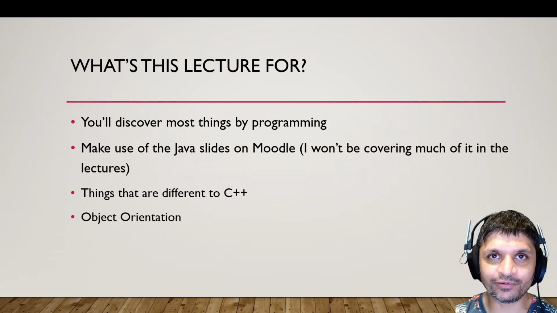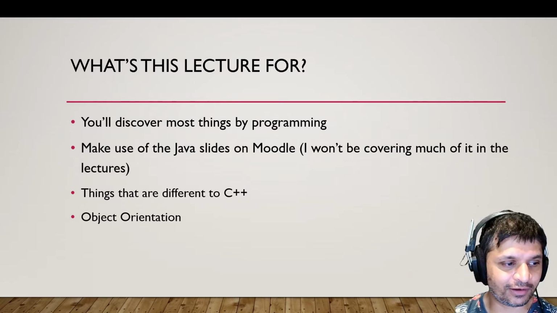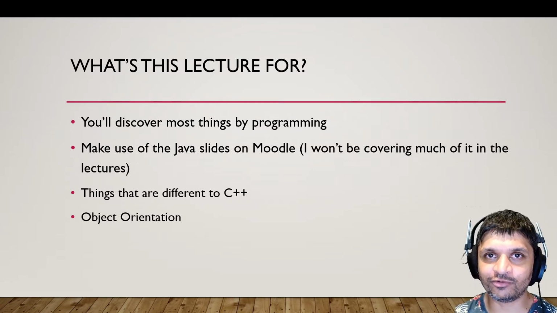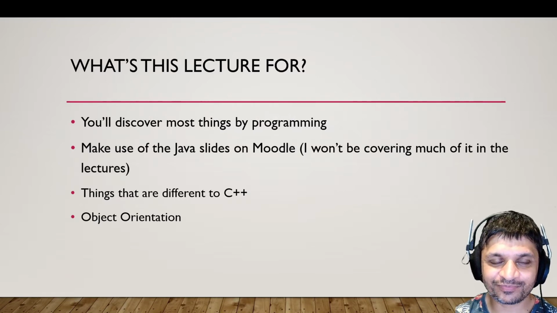But what I'm more interested in is what's different to C++, because you guys are familiar with C++ and you've used it a lot last year. So we'll talk about some of the things that are different as compared to C++. And we'll talk a bit about object orientation. I think you guys did a little bit about object orientation last year, but we'll do a bit more on it in this course.